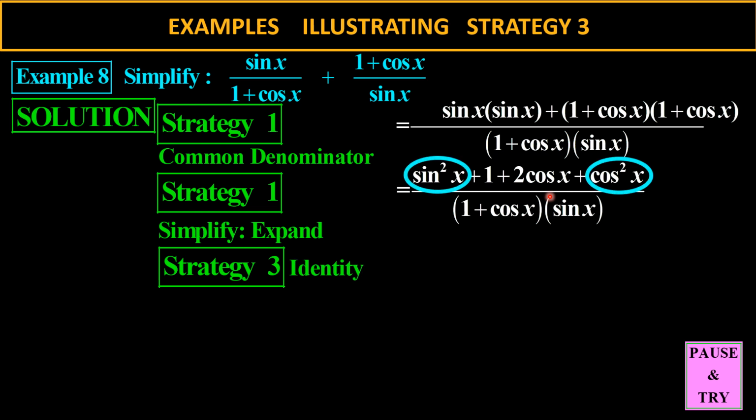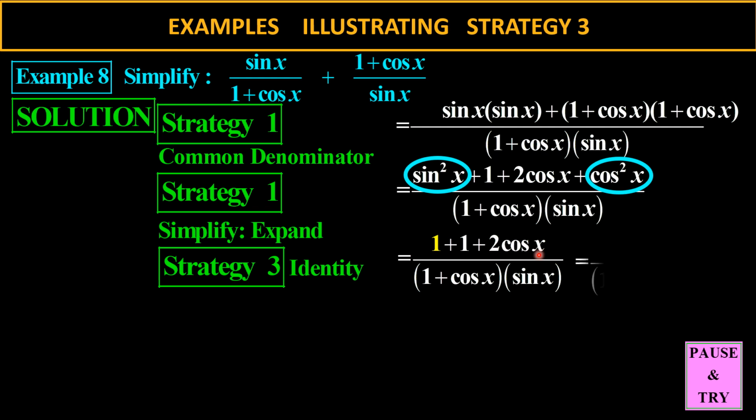That's correct. Sine squared plus cos squared. And what is that? 1 plus 1 plus 2 cos x. So sine squared x plus cos squared x, I use the identity, which is 1. Okay. Now let's simplify that. 1 and 1 is 2 plus 2 cos x.